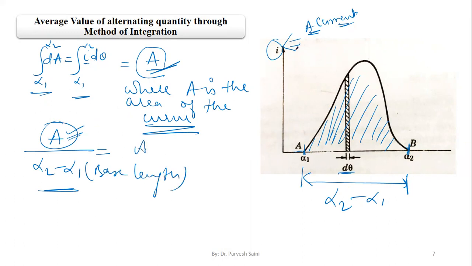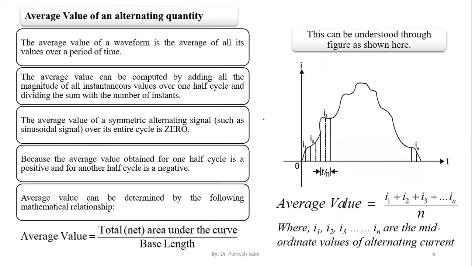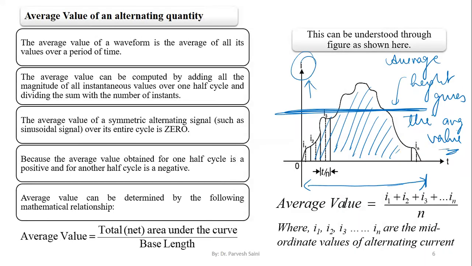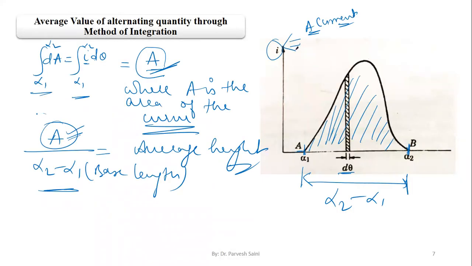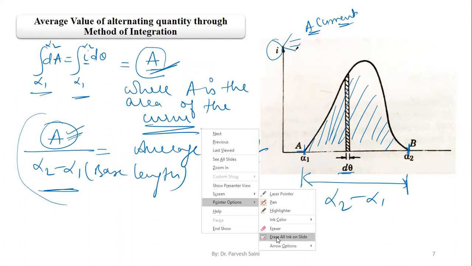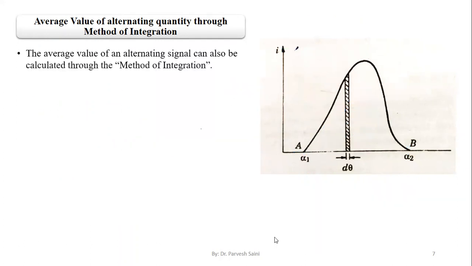So this will give me the average height. As I mentioned already, the average height gives you the average value. The same technique is used here. So by using this concept, I'll get the average height of the signal, right? So let us see how we get this. The average value of an alternating signal can also be calculated through the method of integration, as I have just explained.